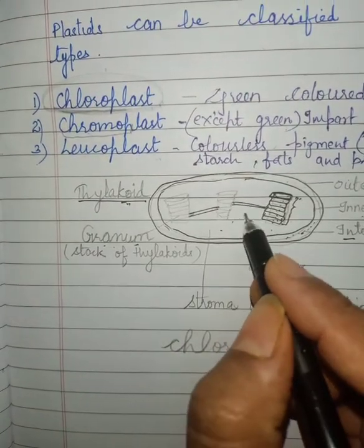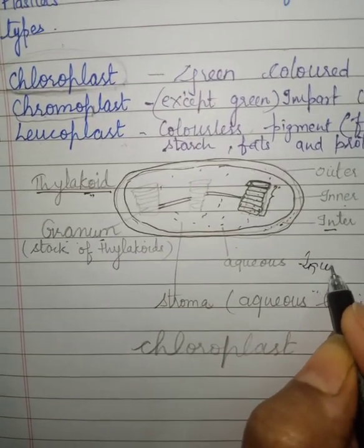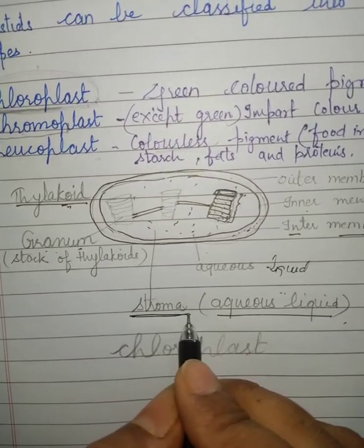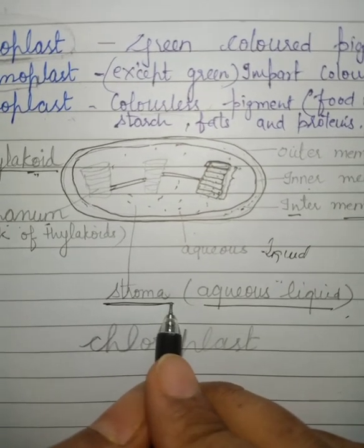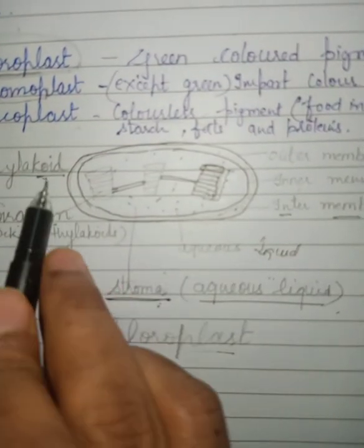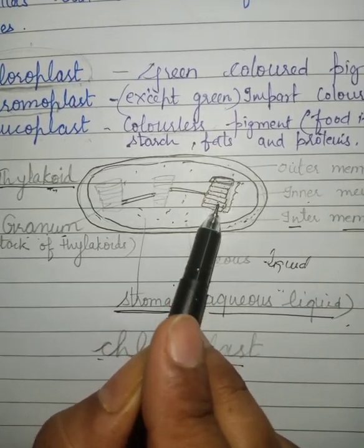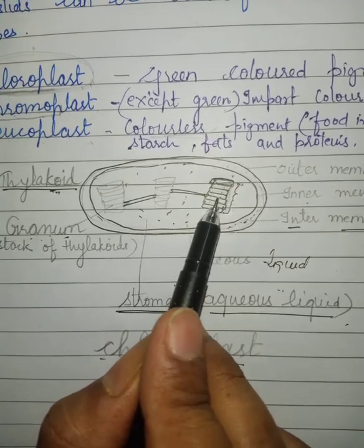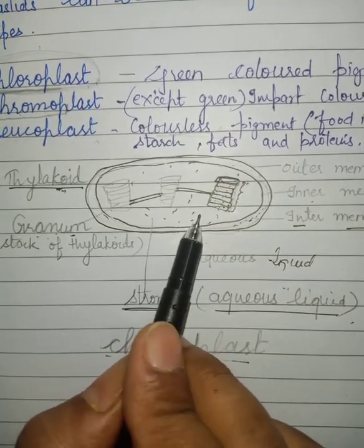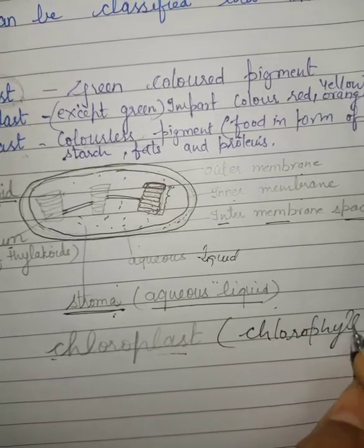Other than that, it contains a liquid substance, that is aqueous liquid. Already I have written here aqueous liquid, that is called stroma. Stroma is the aqueous liquid present in the chloroplast. Now this is a chloroplast. We have studied about thylakoid, we have studied about granum. Now these thylakoids contain green color. That is why chloroplast contains a pigment. And what is the name of that pigment? That is chlorophyll.